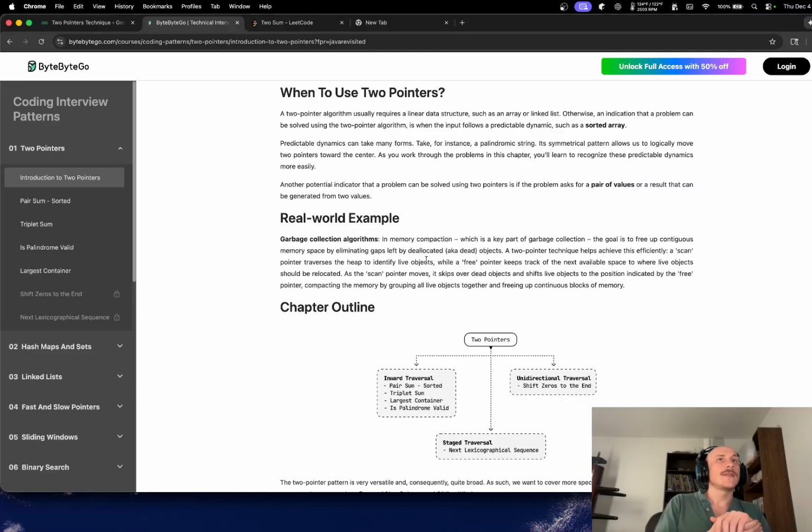Another potential indicator that a problem can be solved using two pointers is if the problem asks for a pair of values, or a result that can be generated from two values. So when you're in an interview and you're thinking, okay, I need to solve this problem, if there are keywords saying pairs of values generated from two values, those clues should point you towards using a two-pointer strategy.